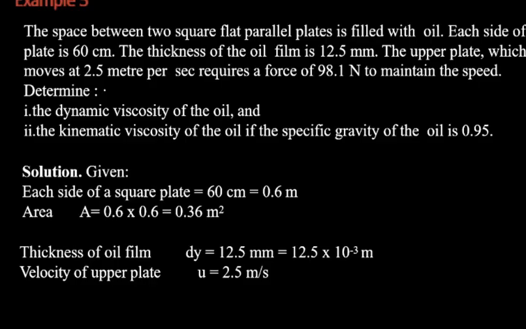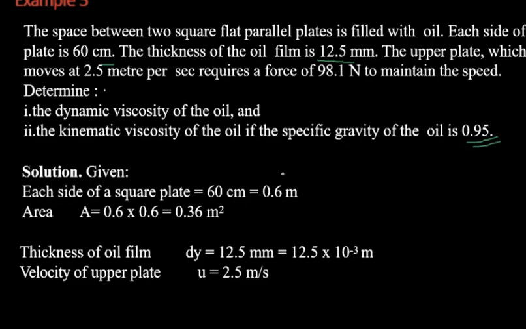Let us look at the next example, the last example. Here the space between two square flat parallel plates is filled with oil. Each side of the plate is 60 centimeter. The thickness of the oil film is 12.5 mm, so the thickness t is 12.5 mm. The upper plate, which moves at 2.5 meter per second, requires a force of 98.1 Newton to maintain the speed. Determine the dynamic viscosity of the oil and the kinematic viscosity of the oil if the specific gravity of the oil is 0.95. Whatever they have given, first note it down.